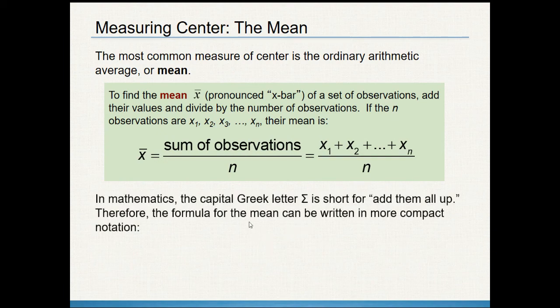In mathematics, the capital Greek letter sigma is short for add them all up. Therefore, the formula for the mean can be written in a more compact notation as x bar is equal to the sum of all the x's divided by how many there are, since there's n of those.